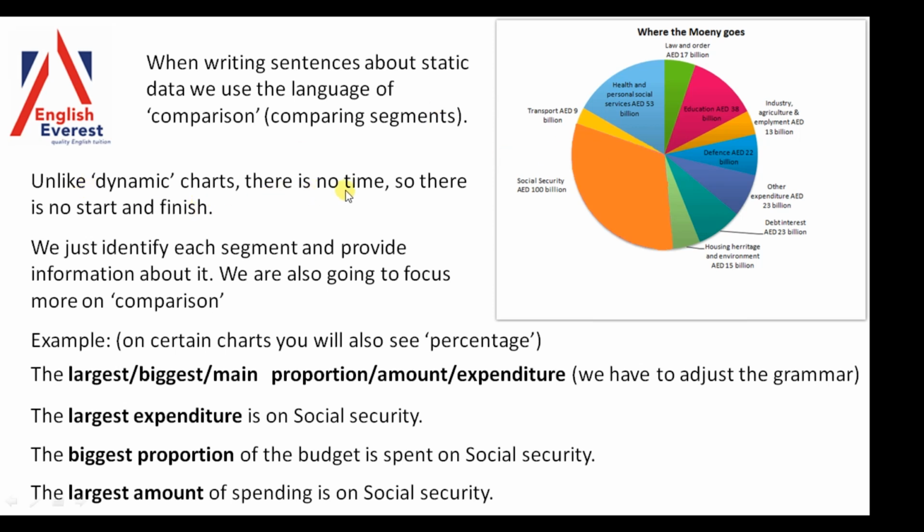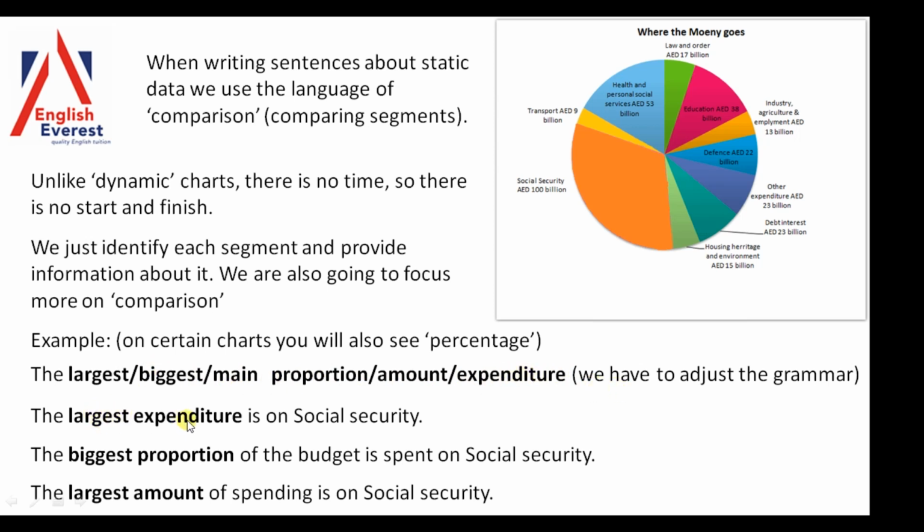Unlike dynamic charts, there is no time, so no start, no finish. We identify each segment and provide information about it, and focus in on comparison. So, examples. Using the first thing, which is the largest. The largest, biggest, main, proportion, amount, expenditure. Sometimes you will see percentage also.